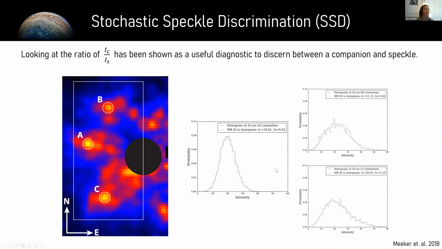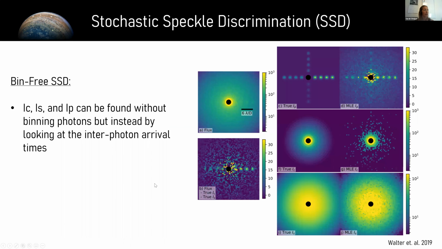Since with MKIDs we can get the information about the arrival time of each individual photon, we can look at this distribution of inter-arrival times without binning at all, in a technique called Binfree SSD, where you can fit for IC, IS, and this new component IP, which is just the Poisson component of the companion, directly.